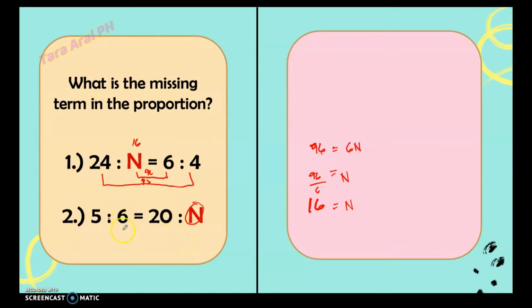Then we multiply. This means we have 6 times 20, we have 120, and 5 times n is 5n. So what we are going to do is to divide 120 divided by 5 to get the value of n, and n is 24.